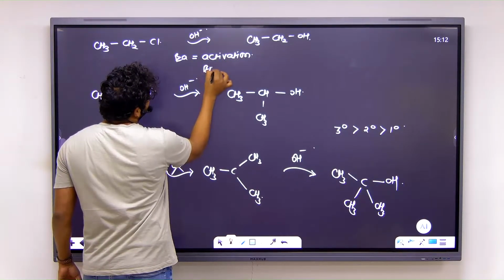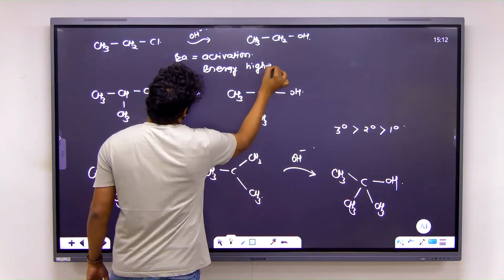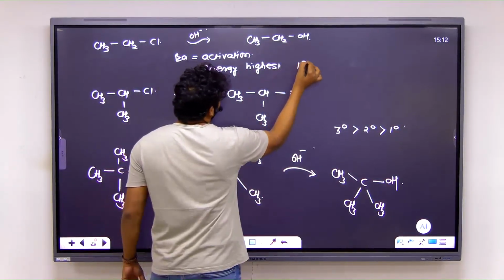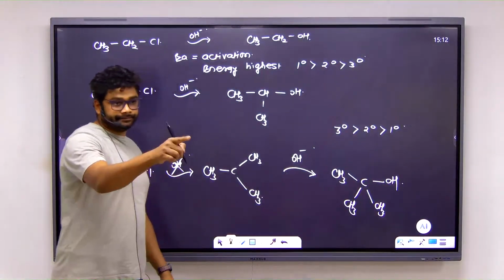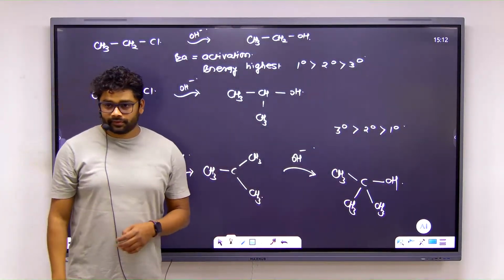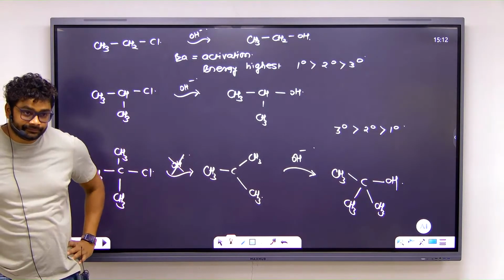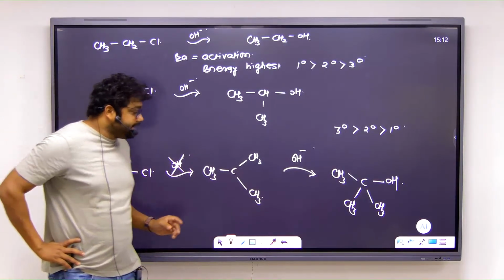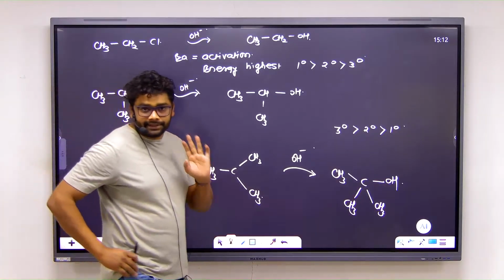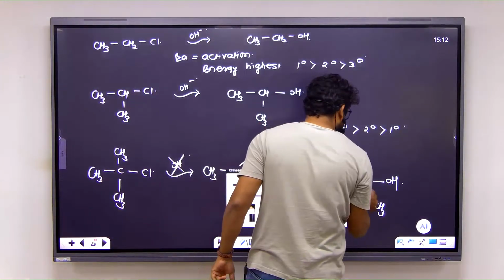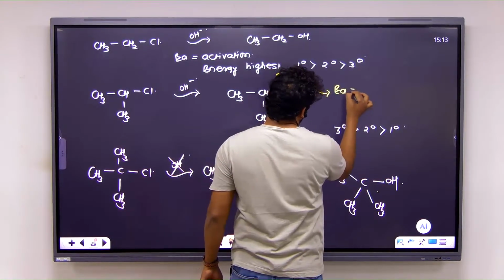Which energy? Activation energy. This will be highest for whom? Primary, then secondary, then tertiary. Why? Not because you say so. Why? The rate of reaction is highest for what? Tertiary. What do you mean by activation energy? Let me tell you first. What do you mean by activation energy?